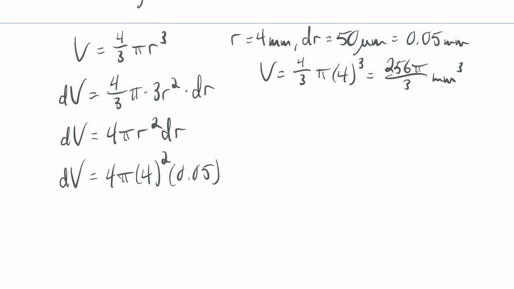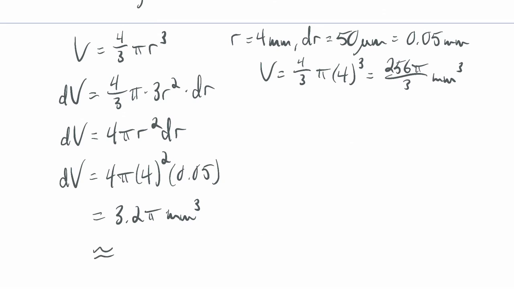So basically, what is this? 16, well, I guess I can think of it this way. Let's combine these two first. So 4 times 0.05 is going to be 0.2, right? And 0.2 times 16 is 3.2. So I get 3.2 pi. Okay, which, of course, is also in cubic millimeters. It's an amount of error in the volume. Either we're over by that amount or we're under by that amount, right?